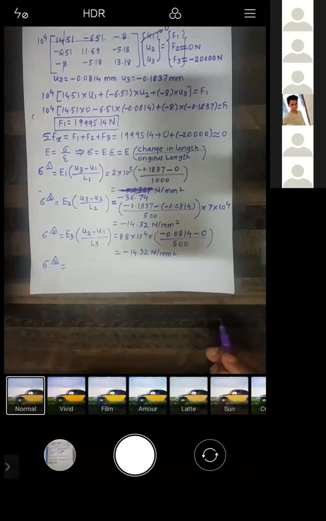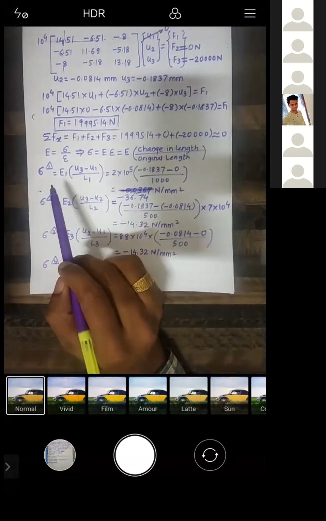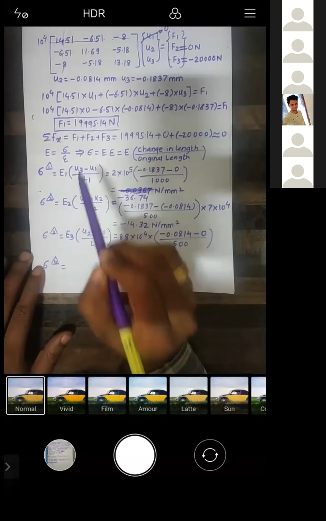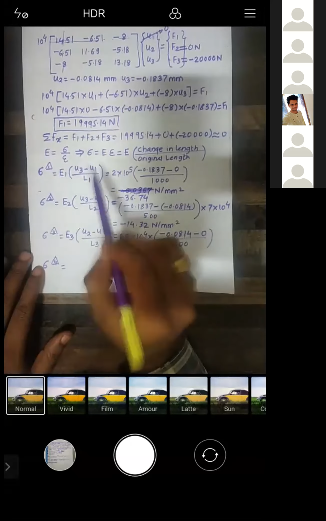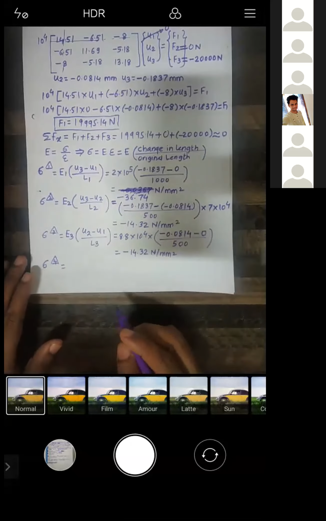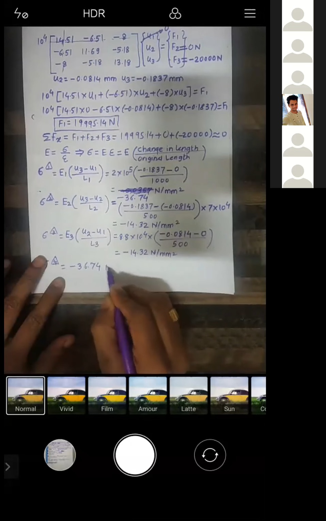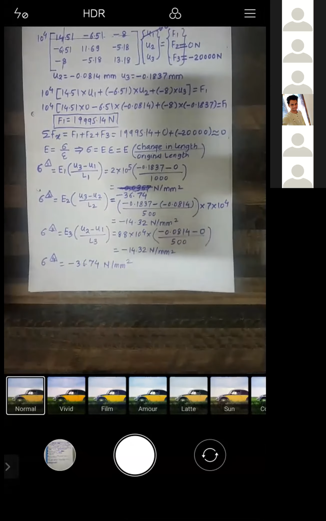Now for element number 4. Is it required to calculate the value again? It is the same as element number 1, right? If you want, you can calculate. You will get E4 into U3 minus U1 by L4. But E4 and all these values are the same, so I don't think there is a need to calculate. Directly you can mention it as minus 36.74 Newton per mm square. Is it okay? Yes, sir.